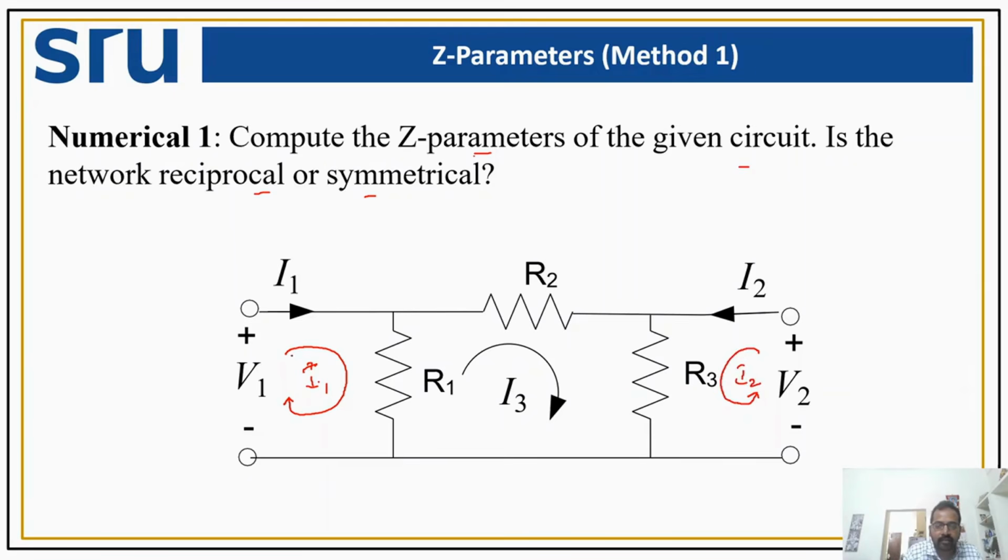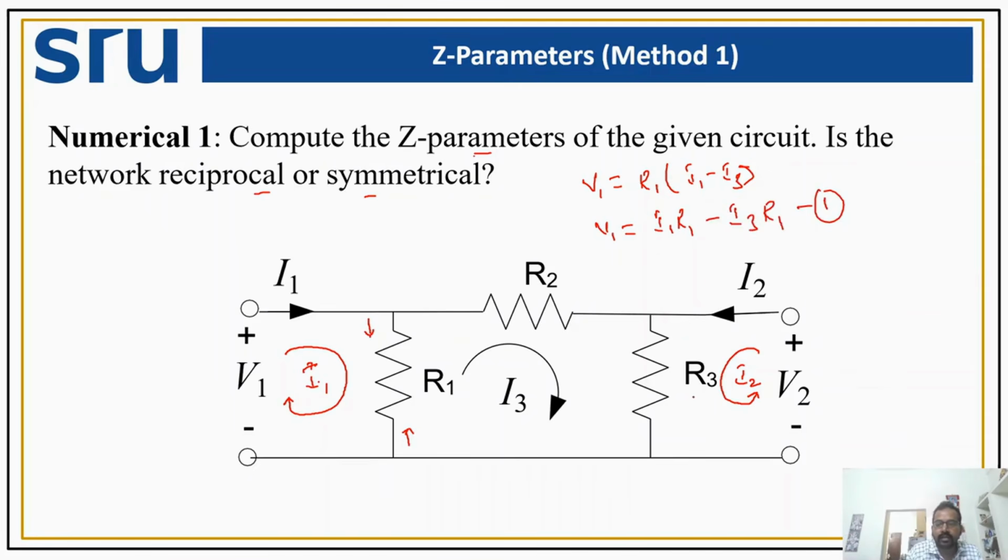Now we need to write mesh equations. We know that the voltage around a particular loop should be equal to 0. So V1, the voltage rise, should be equal to the voltage drop. What is the voltage drop across this? It is R1 into the current flowing through it. I1 is coming from top to bottom and I3 is coming from bottom to top, so it is I1 minus I3. So we can write V1 equal to I1 R1 minus I3 R1. This is our first equation.